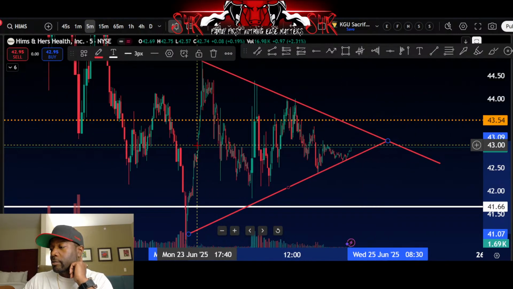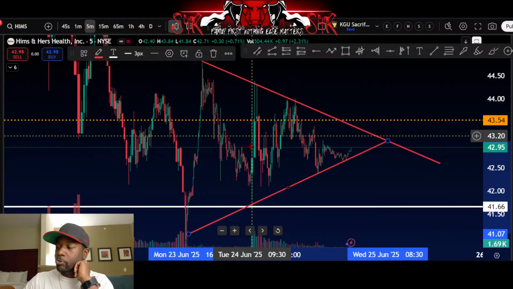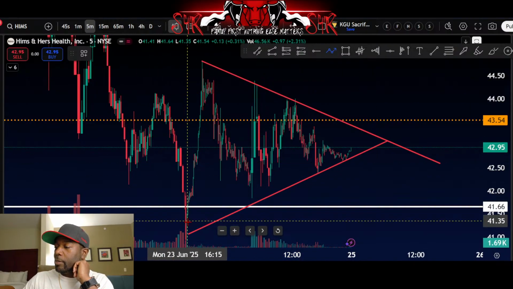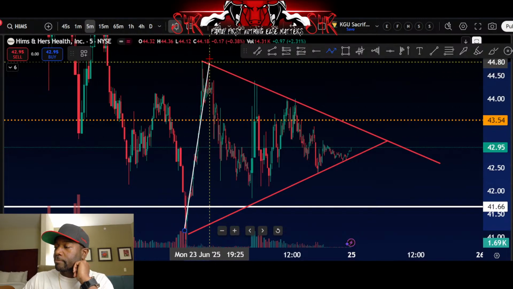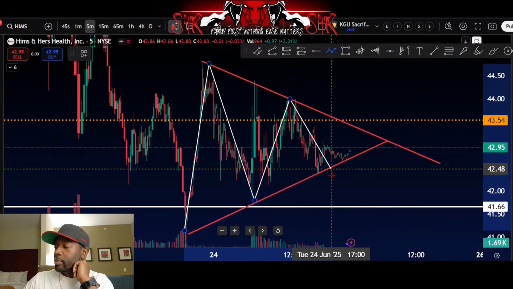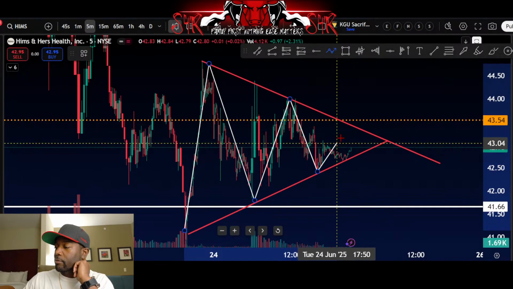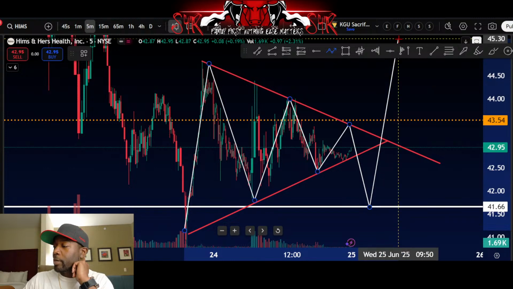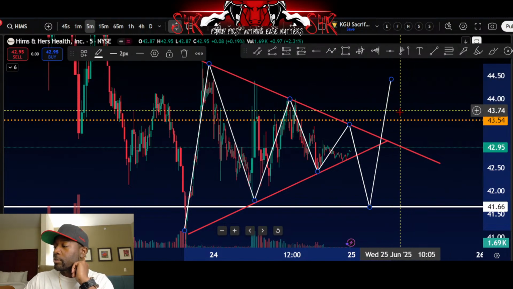Okay, notice that we are again in a symmetrical triangle, and now we are looking for a breakout. Notice that we got into this triangle from a downtrend. So there's a 52% chance that it sells back down, right? But if we see that, I wouldn't be surprised if it did one of those on me, okay?